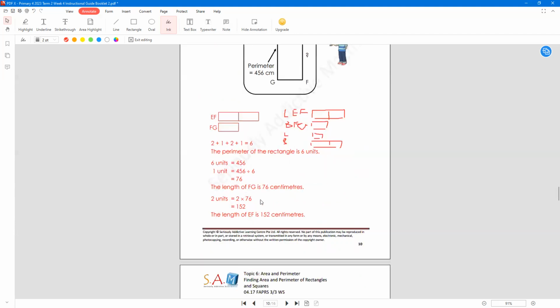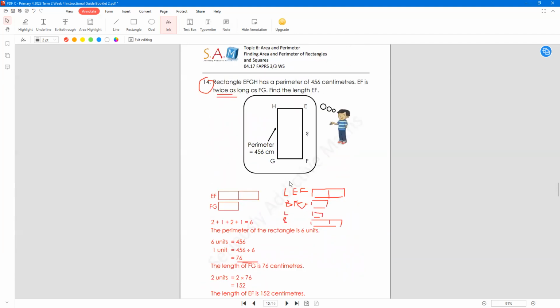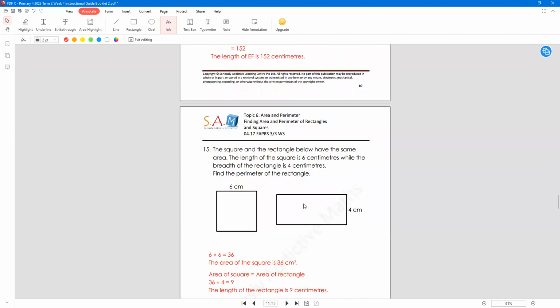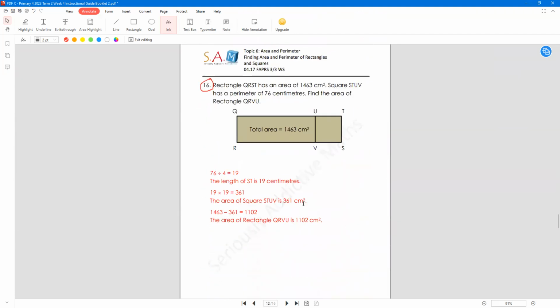So 6 units equals 456, and then find out the value of 1 unit. The question is asking for EF. EF is 2 units. Okay. All right, let's see. And then get them to do 16 as well. Find the area of QRVU.